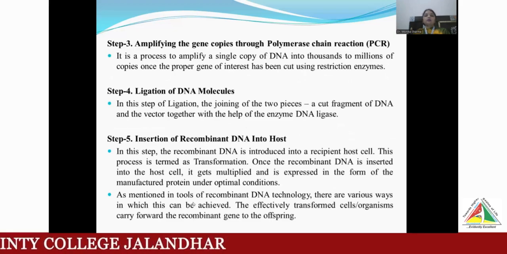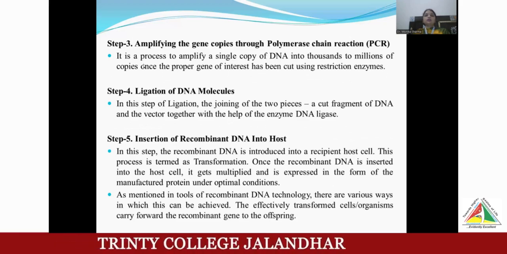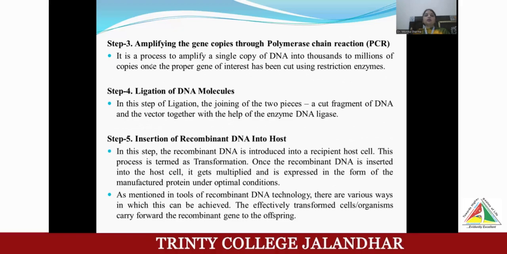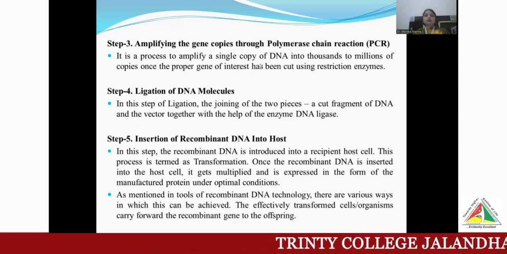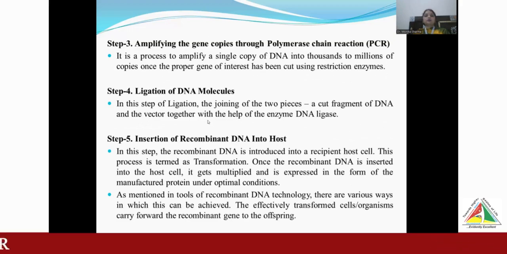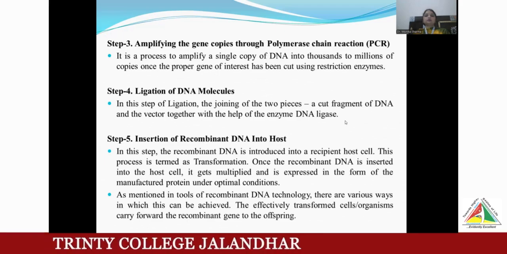In the third step, we amplify the gene copies through polymerase chain reaction. It is a process to amplify a single copy of DNA into thousands to millions of copies once we insert the proper gene of interest. After that, we ligate our cut fragment of DNA plus vector DNA with the help of DNA ligase enzyme.